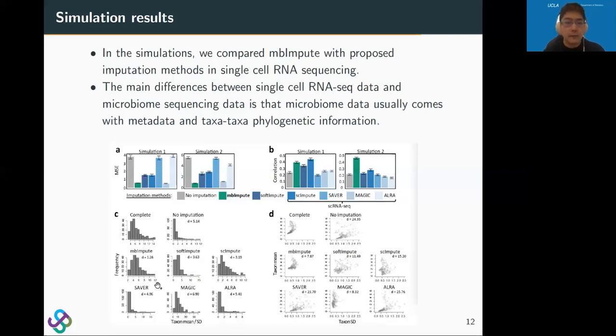And we also compared the taxa mean divided by the standard deviation. We can see in the complete data, the taxa mean divided by standard deviation has this kind of shape. After we introduce zeros, the distribution is distorted. After employing our mbImpute method, you can see that the original shape has been recovered. This is more obvious in this figure, where we plot the taxon mean and the taxon standard deviation as a scatter plot. We can see that mbImpute is able to recover the original shape of the scatter plot of taxon mean and taxon standard deviation.